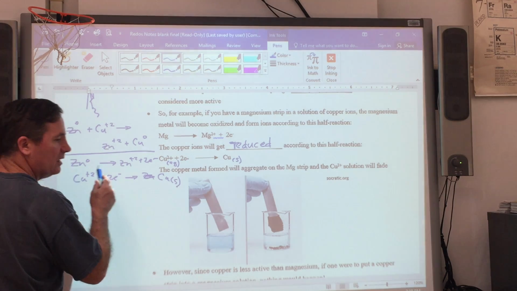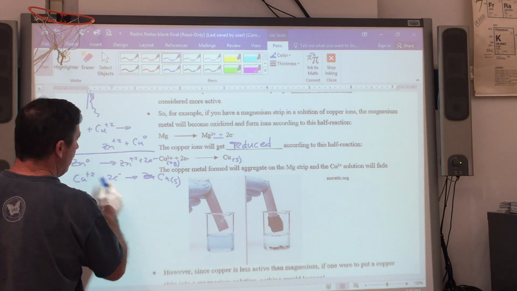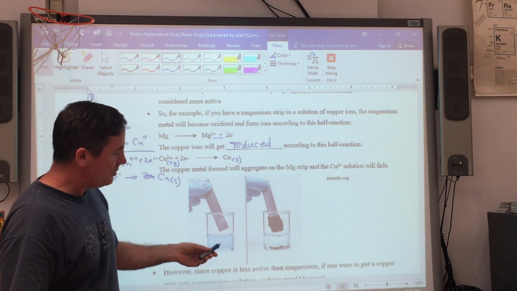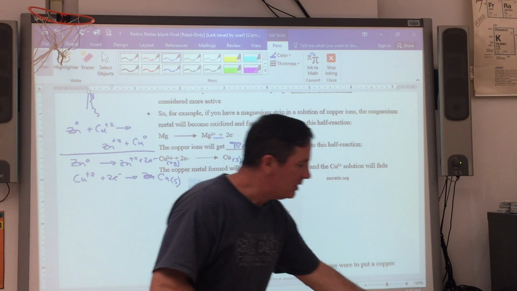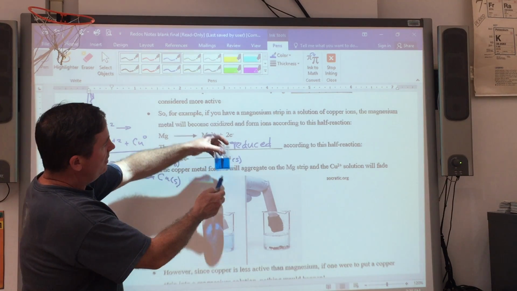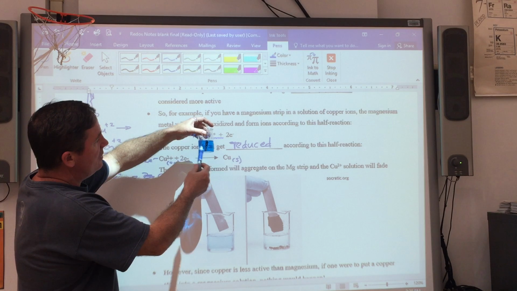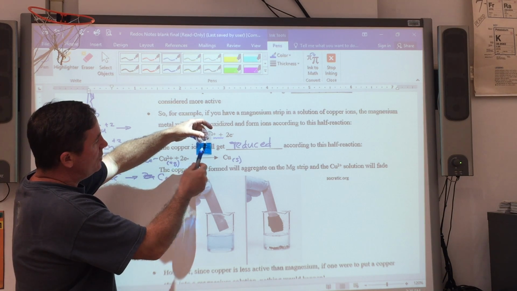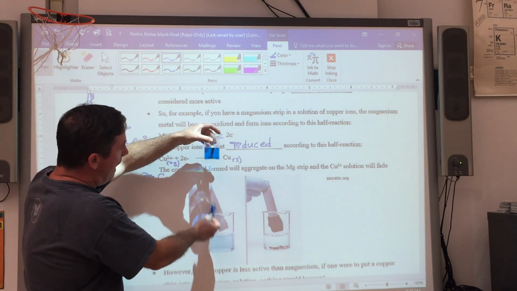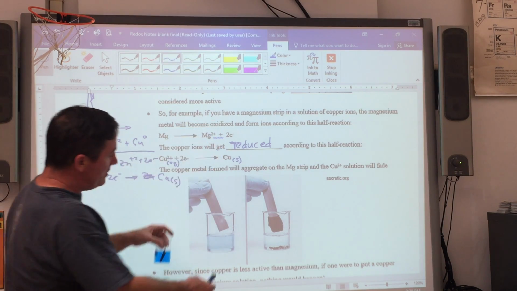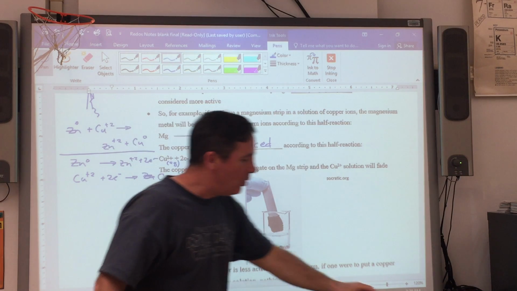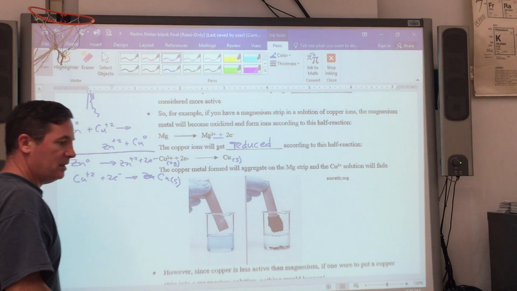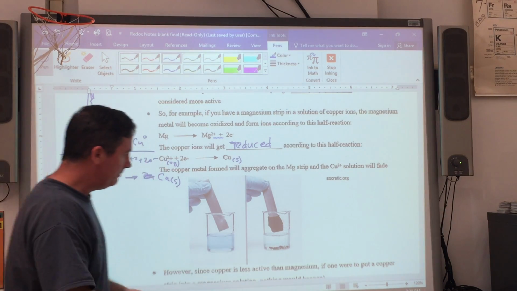The zinc is getting covered with the copper. What's going to happen is eventually this blue color is going to get faded. It will get faded because these are copper ions that are going to go from the solution and then form on the strip. And as it does that, it's going to become more and more pale. Eventually it'll just settle on the bottom. Okay?